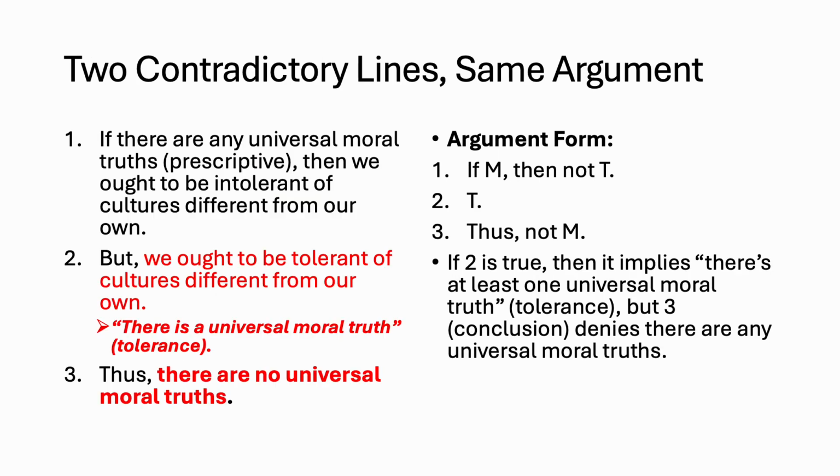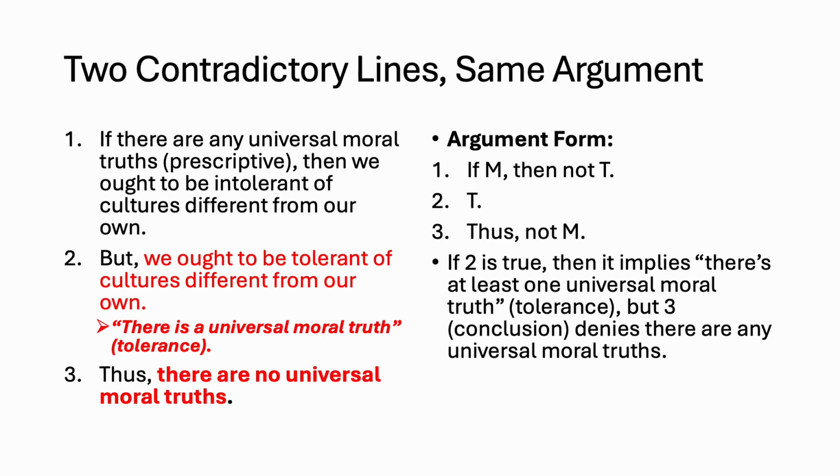Then we've got another example here where it's 2 lines in the same argument that generate a contradiction. Here it's between premise 2 and the conclusion line. So let's start with the whole argument. Again, it's got a modus tollens form, right? So if there are any universal moral truths, prescriptive truths, then we ought to be intolerant of cultures different from our own, with moralities different from our own culture. 2 is, but we ought to be tolerant of cultures different from our own. And then line 3 is, thus there are no universal truths.